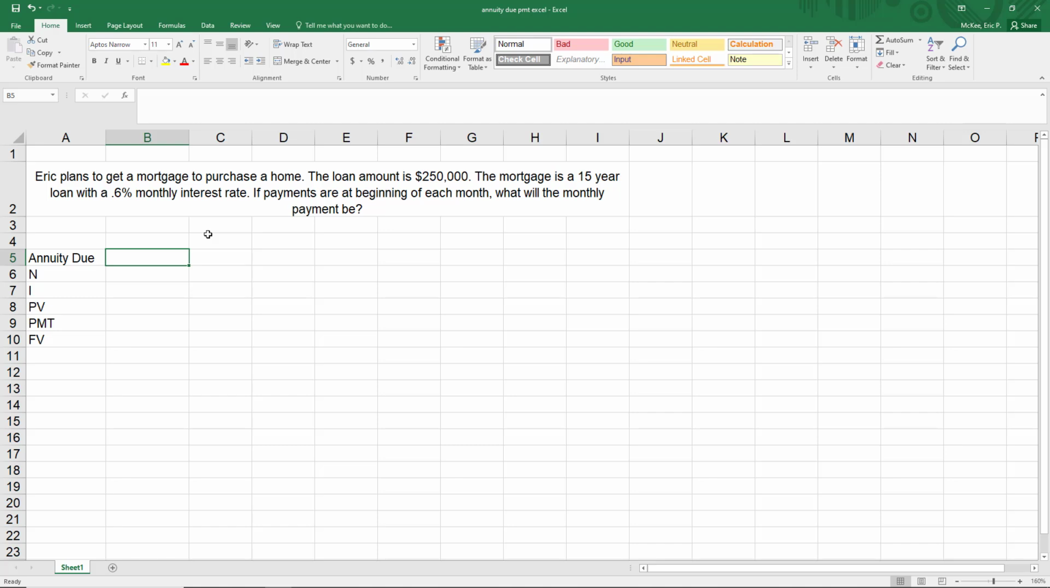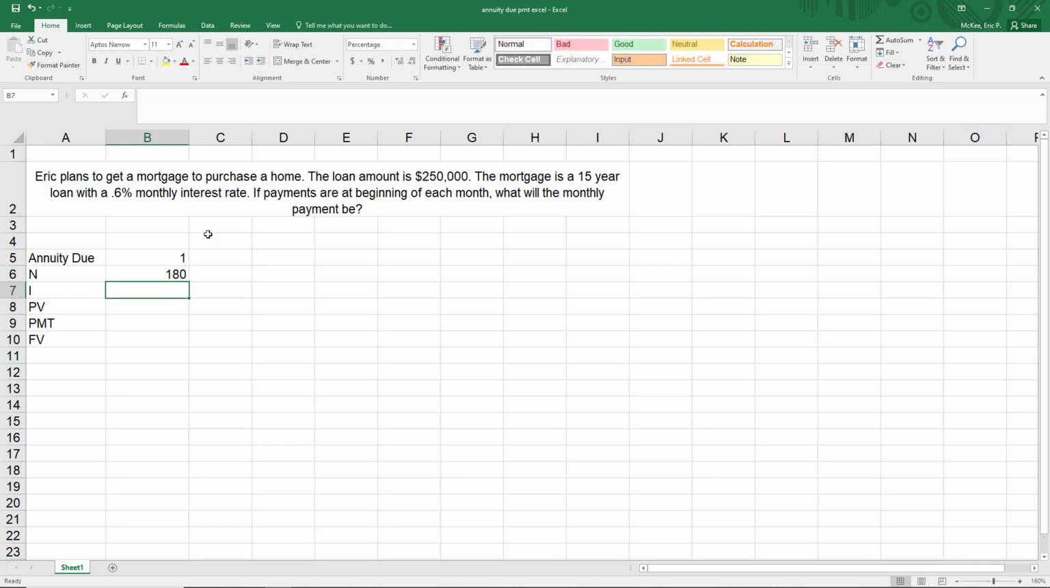So first, this is an annuity due because my payments are at the beginning of each month. I'll put in a 1 to indicate that. It would be a 0 if it was payment at the end of the month. Number of payments: there's a payment every month, and there is a 15-year mortgage. So I have 15 times 12. That's going to be 180 payments on this annuity.